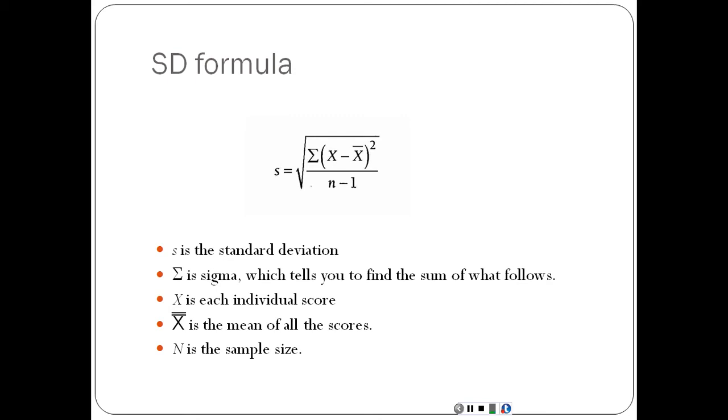And sorry about that typo there. The mean of the scores, where the symbol is x, there should only be one line above x, not two.